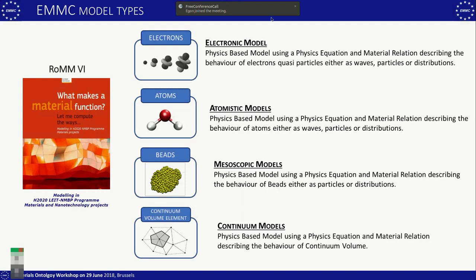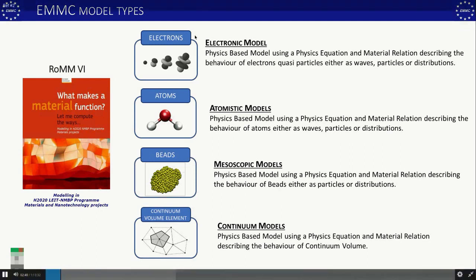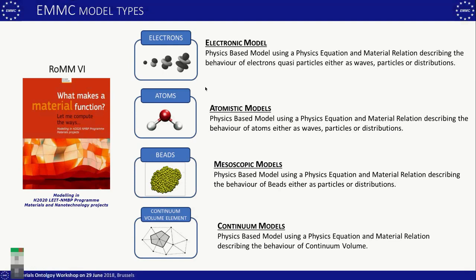What comes from the review of materials modeling is the finding that we can categorize the models and the entities in 4 big classes, which are electronic models, atomistic models, mesoscopic models, and continuous models, each one with its own particular class of entities that stand for real material entities that we use in material science.